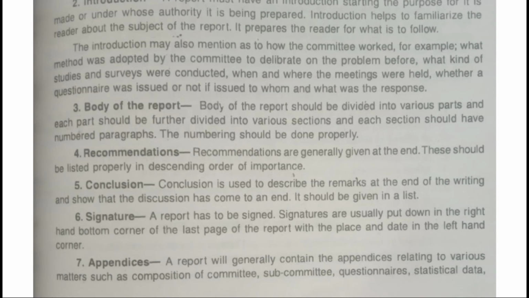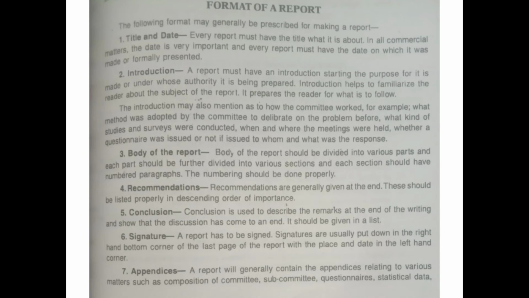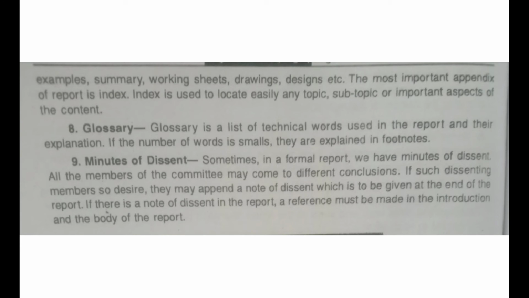Seventh point is appendices. A report will generally contain appendices relating to various matters such as composition of committee, subcommittee, questionnaires, statistical data, examples, summary, working sheets, drawings, designs, etc. So there should be appendices in our report. The most important appendix of a report is the index. Index is used to locate easily any topic, subtopic, or important aspects of the content.